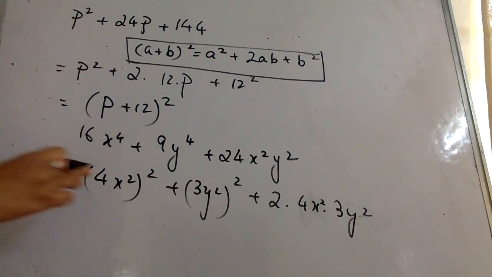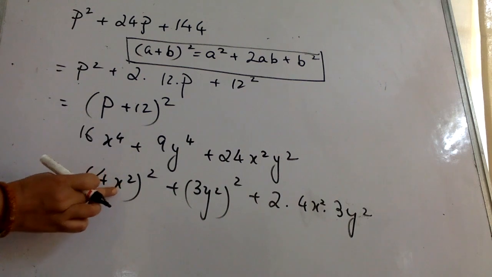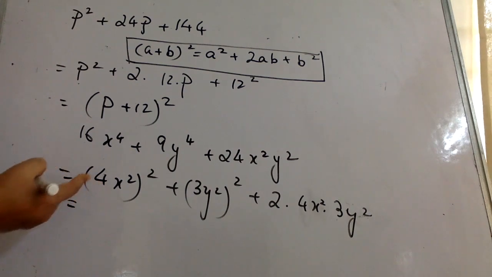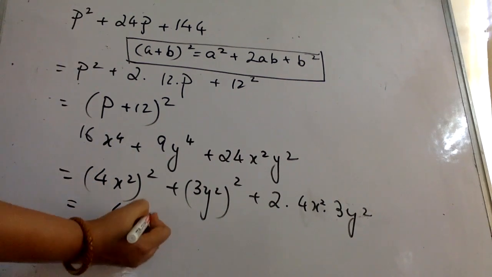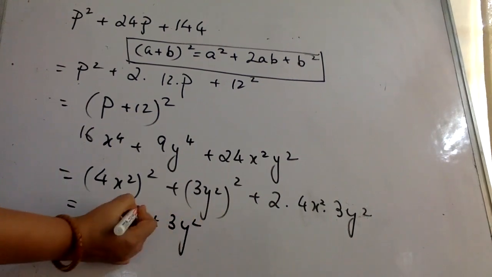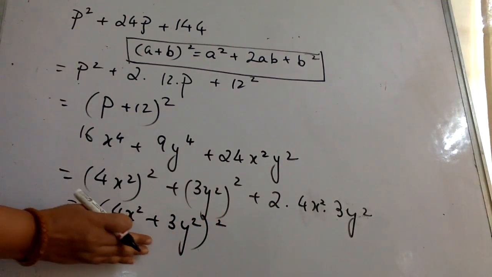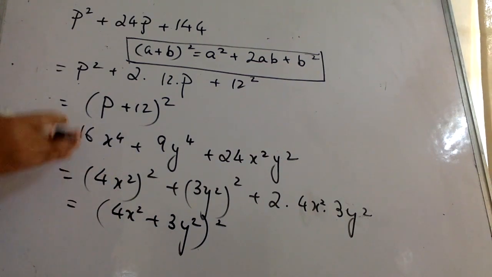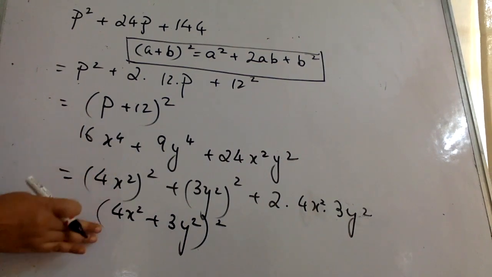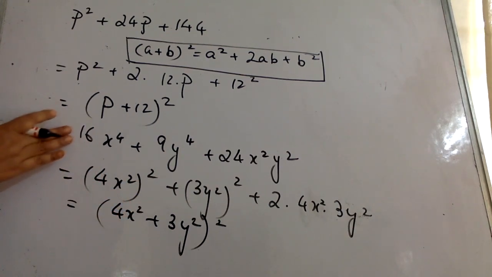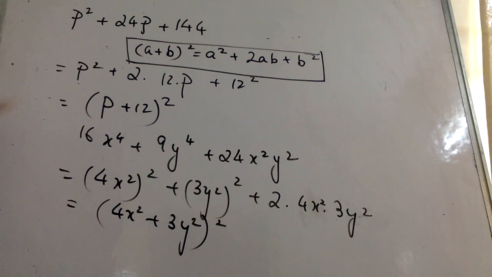Now remember one thing: here the a itself is a square, so do not be confused. We can now write it in the factor form like this: 4x square plus 3y square, whole square. So we have converted this to the factor form, we have factorized this expression. All based on this identity.